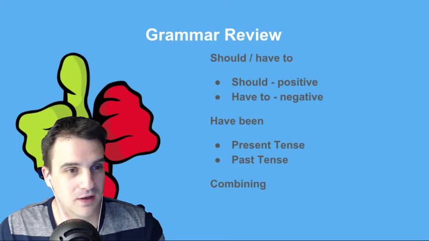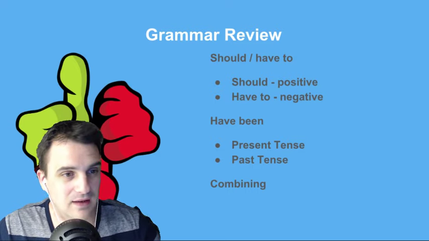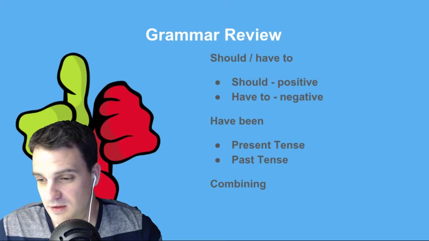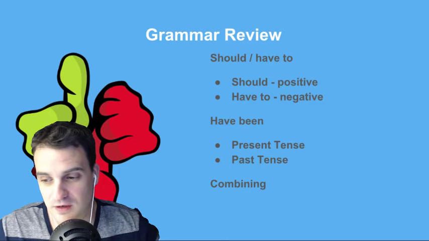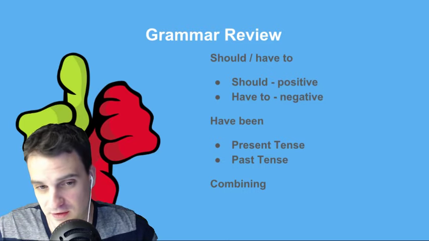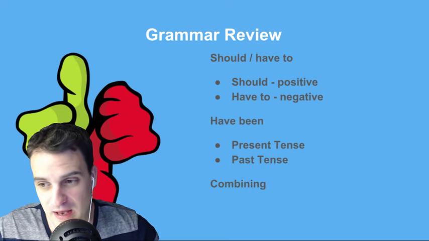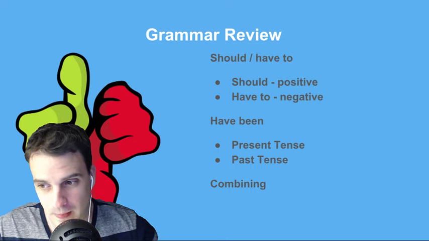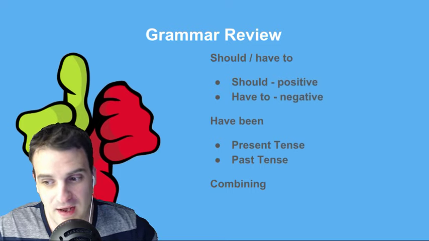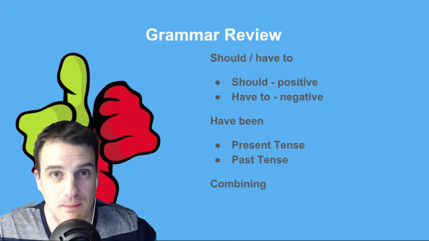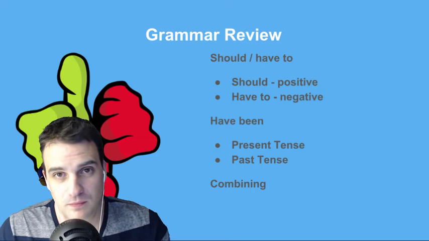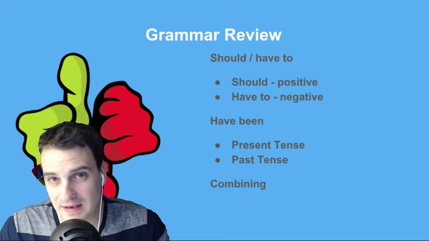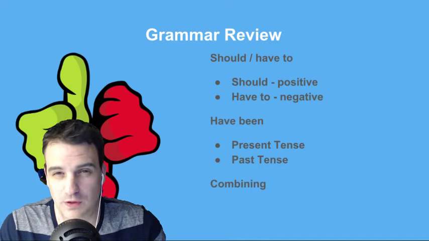Okay. Combining. Let's combine have to and have been. Last year, I had been swimming every day, but I had to stop. Last year, I had been swimming every day, but I had to stop. Notice have to and have been are both past tense. That's very important.